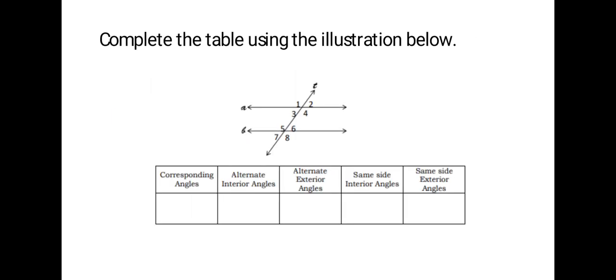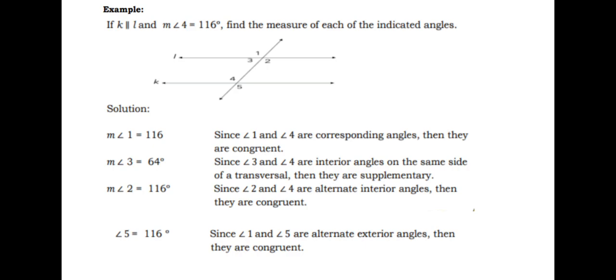Okay, so this was your activity last Monday. This is the example for today. We have, if K is parallel to L. Remember this symbol, it means they are parallel. So K is parallel to L and M. The measurement of angle 4 is 116 degrees. So this one is 116. Find the measure of each indicated angle.